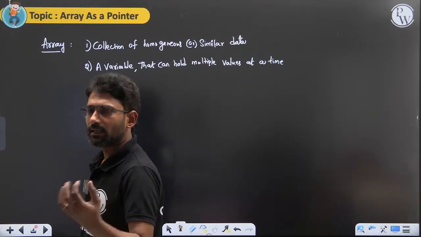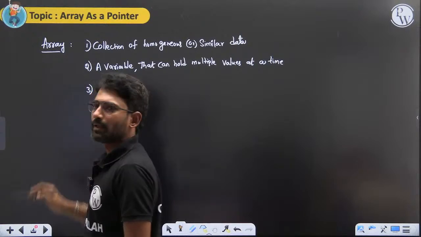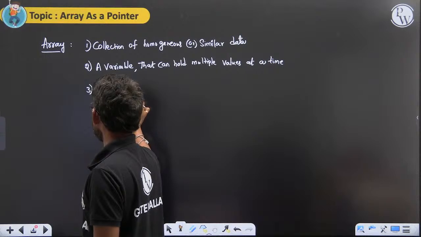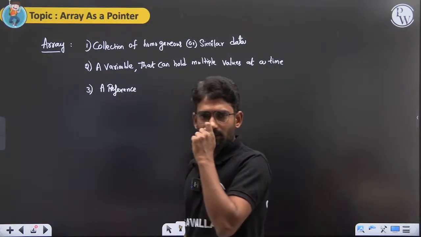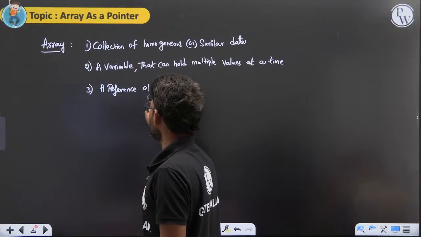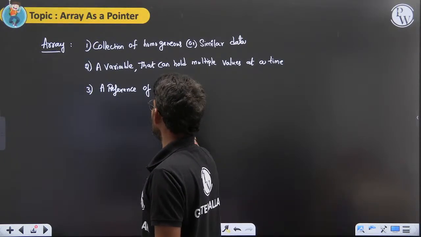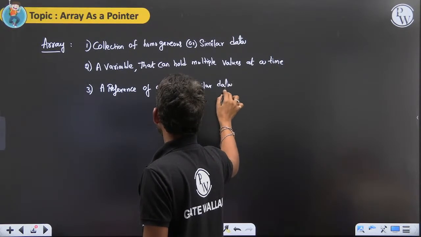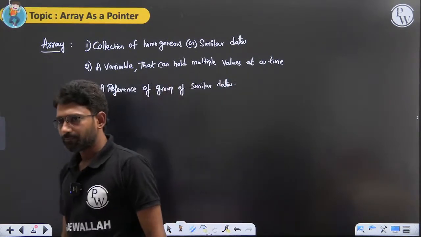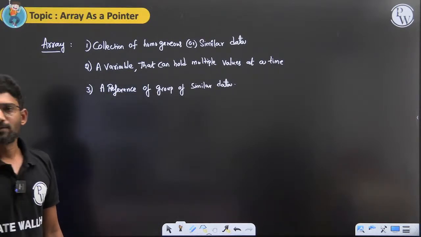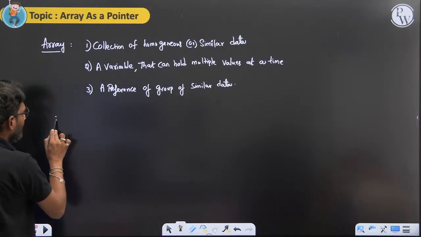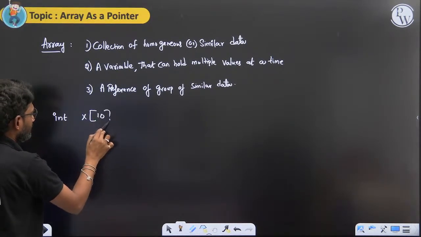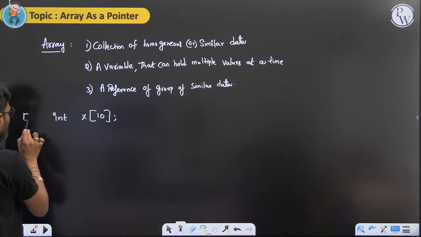And what is the third definition that I have given to you? It is a reference. Array means what? A reference. Reference of what? Reference of a group of similar data. So whenever I create some array, let's say int x[10], I need not give any value for it.